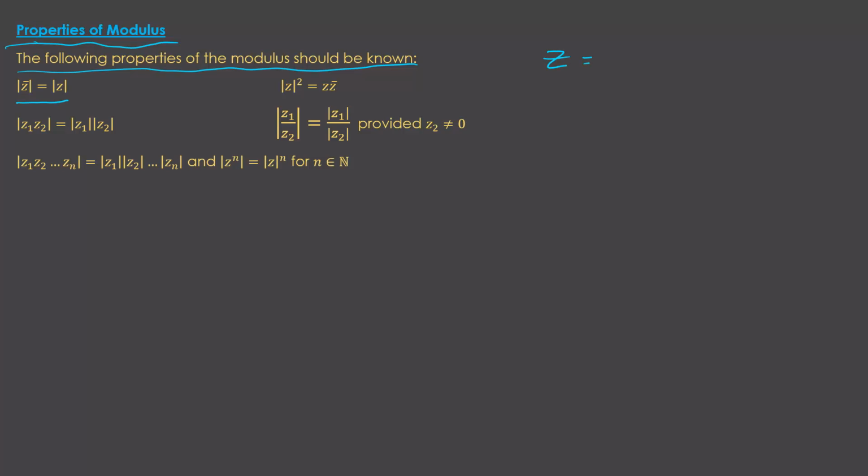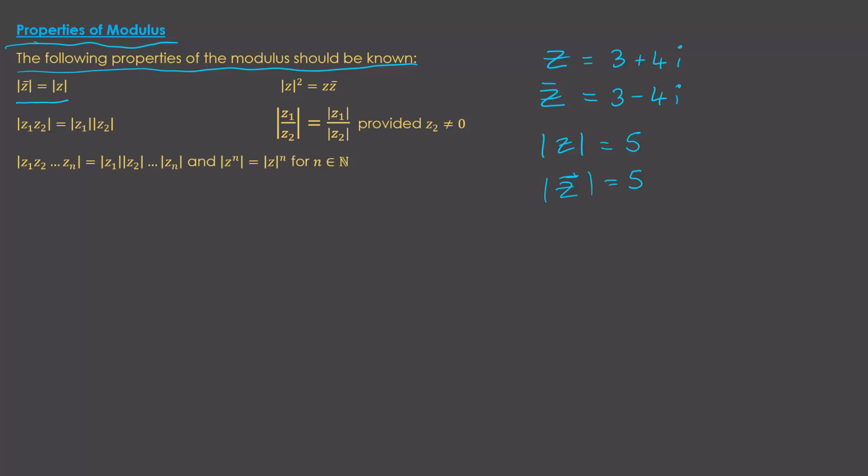Let's suppose z was equal to 3 plus 4i. Then z bar, or z star, is equal to 3 minus 4i. So it should be fairly clear that mod z here would just be the square root of 3 squared plus 4 squared, which of course is 5, and mod z bar is equal to 5 as well.